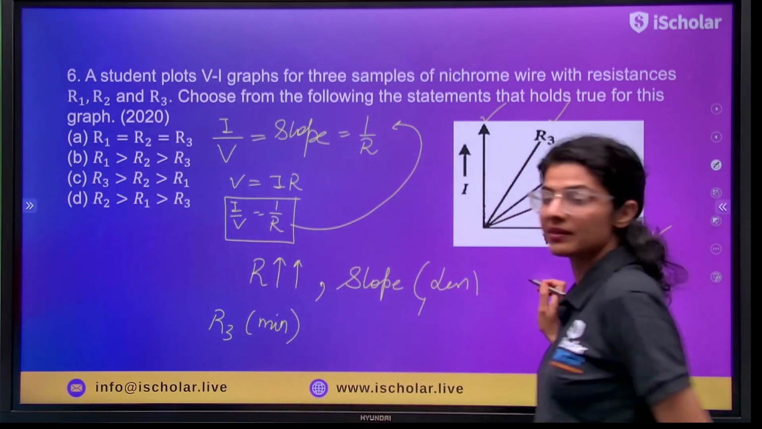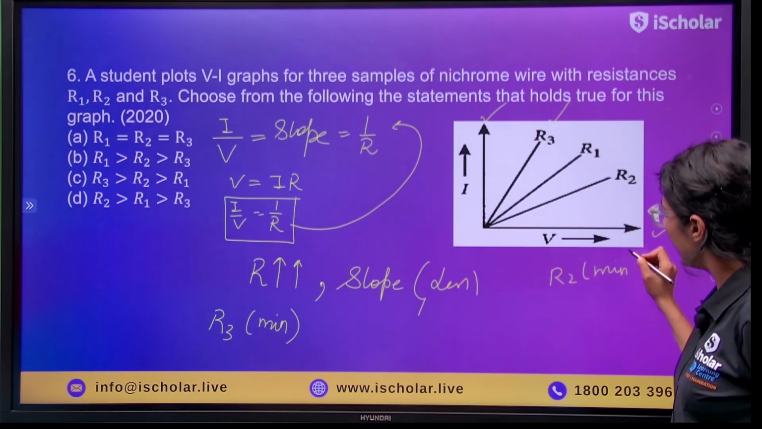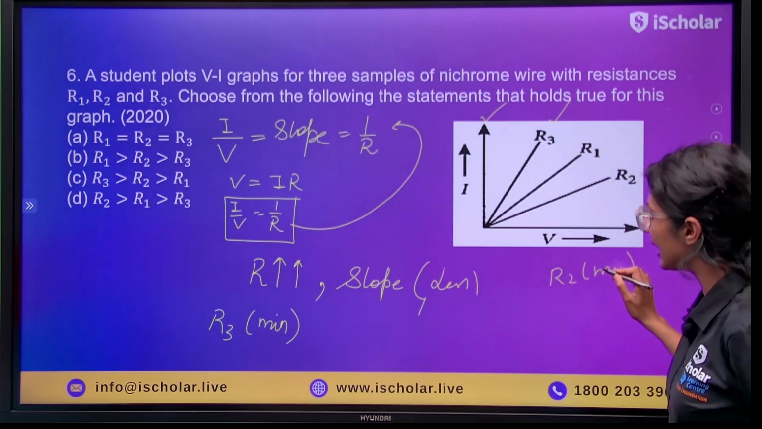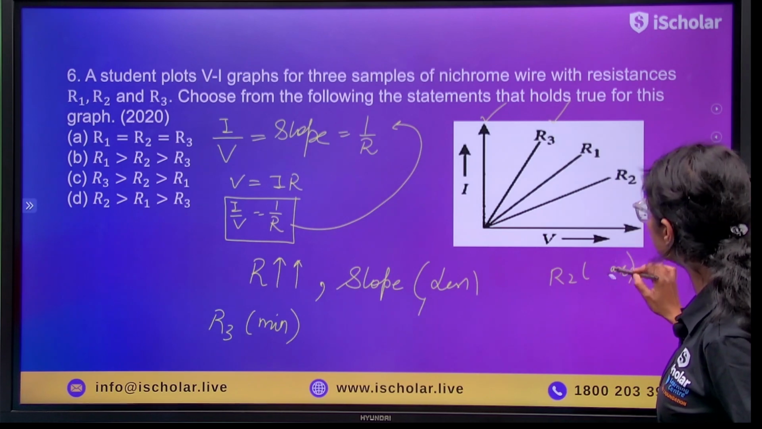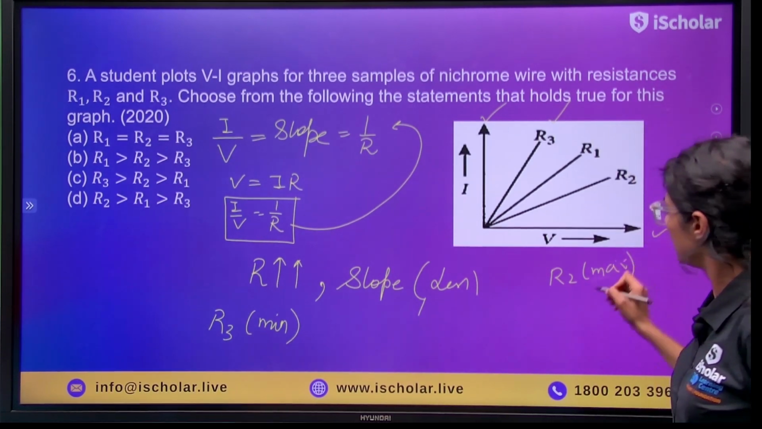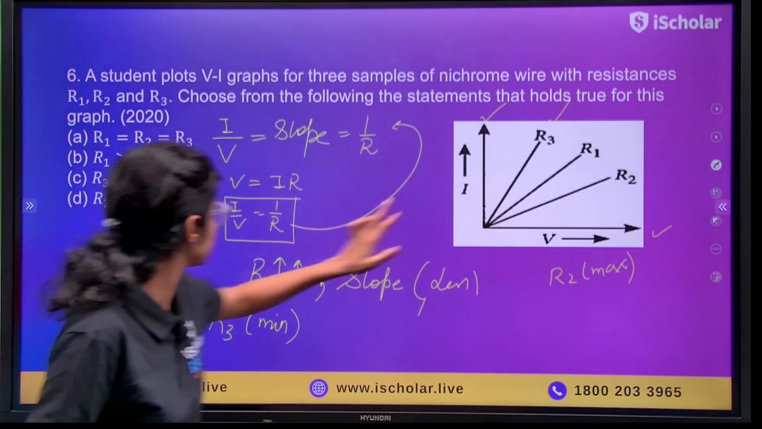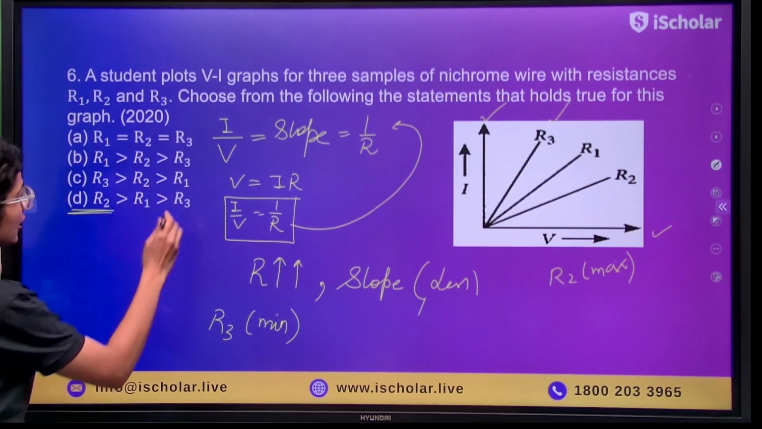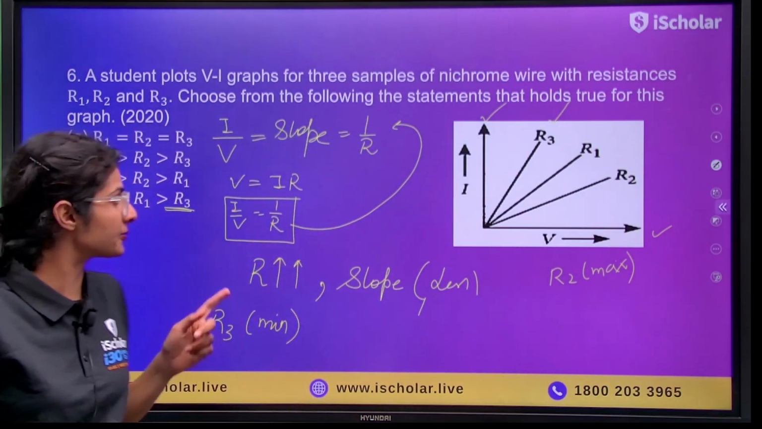If R2 slope is minimum, can we say that the R2 will be the maximum value? So writing over here, the R2 value would be maximum. Now it is very easy for us to write. R2 resistance is the maximum one. This option goes by this, and R3 is the minimum value. Again, this option is completely satisfied. So you can just choose this option B.